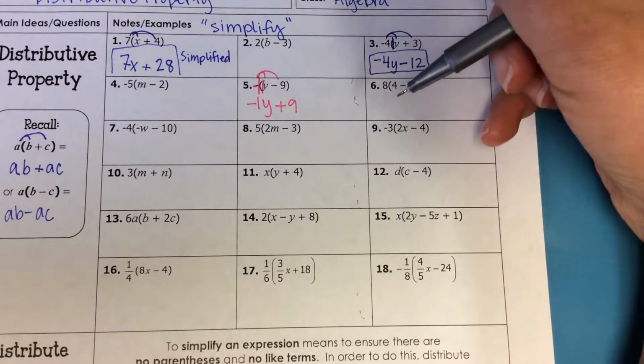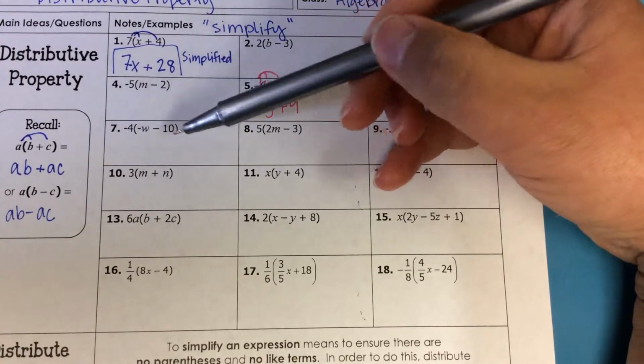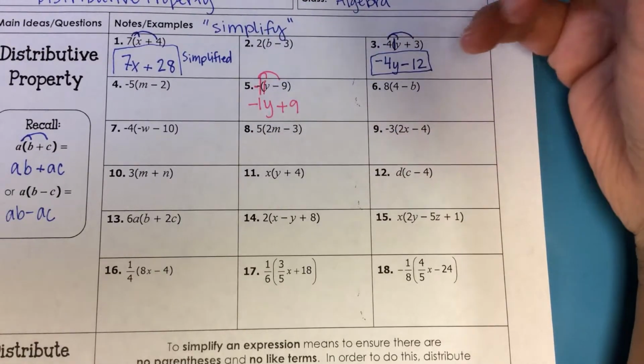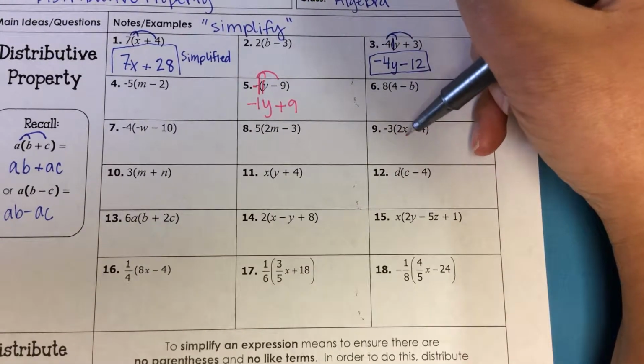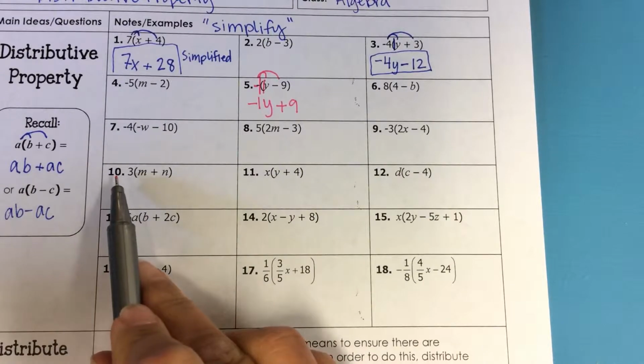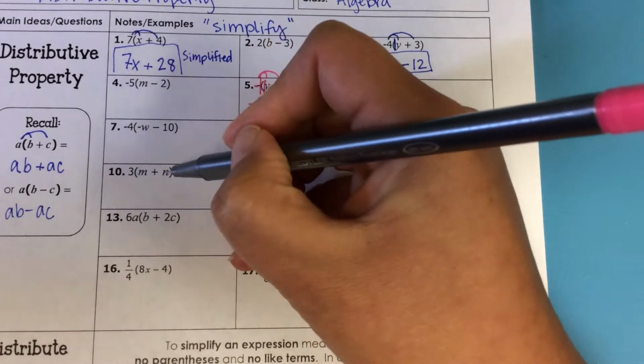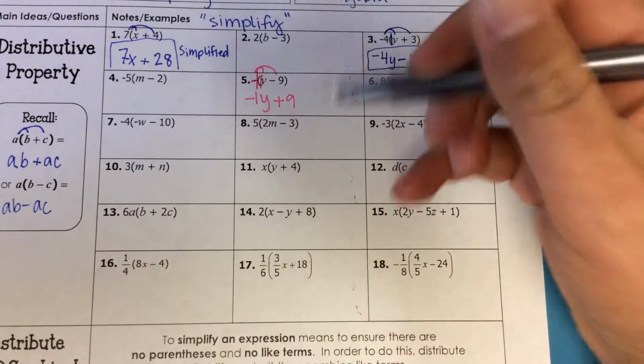Okay, I'm going to leave number 6 for you. Number 7, try that one. Try number 8. Try number 9. Let's see, number 10 you should be able to do. If you need to, put 1s in front of those variables.